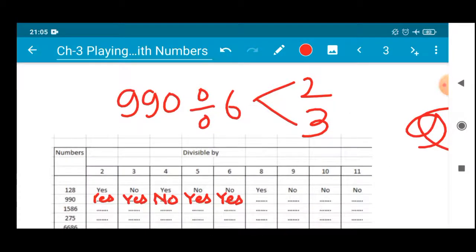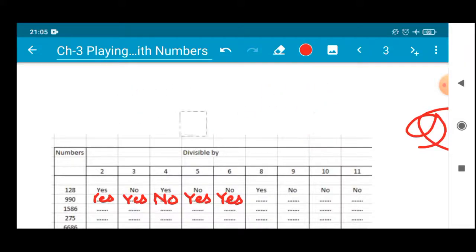Okay, so let's proceed to the next number, that is 8, whether 8 is able to divide 990 or not.